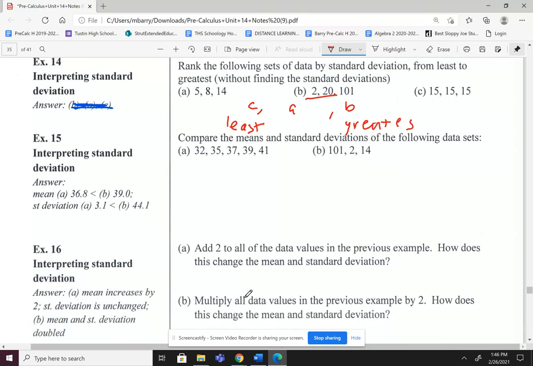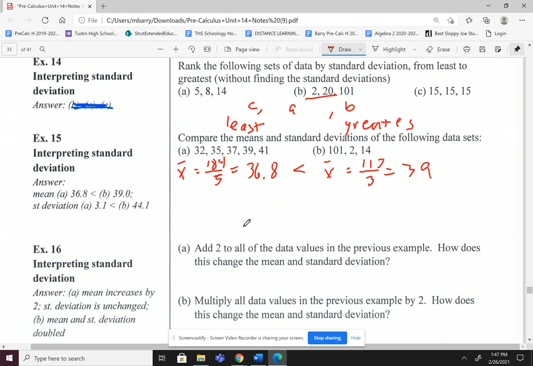All right, this one they actually want us to calculate it here. So I'll go ahead and calculate the mean here. So this one would be 184 over 5, which would be 36.8. And then this one would be 117 divided by 3, which would be 39. So then obviously I would say the B is greater or the A is less than, however you want to look at that.